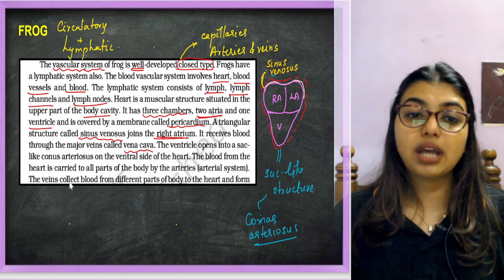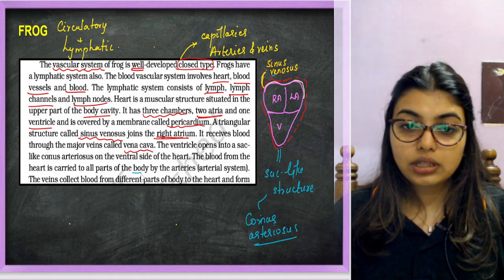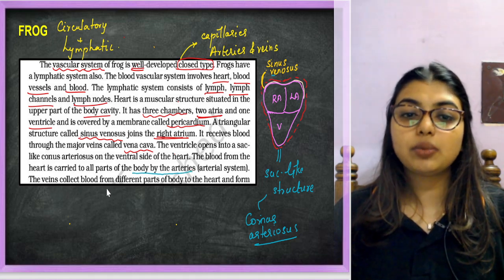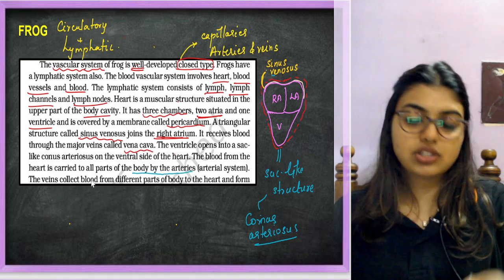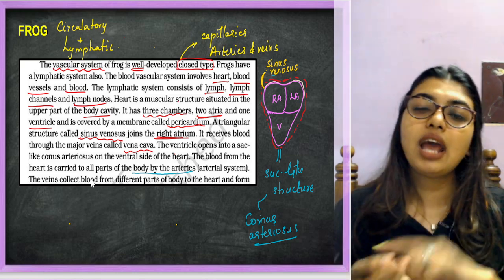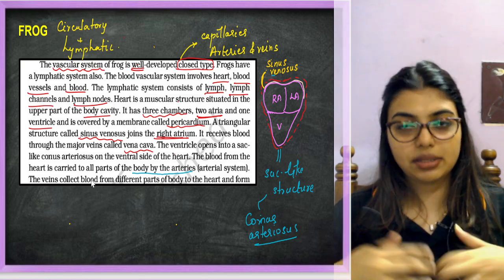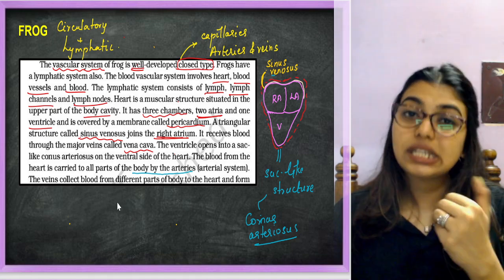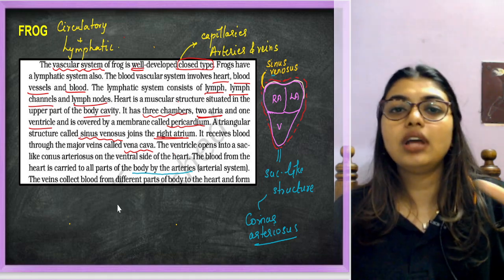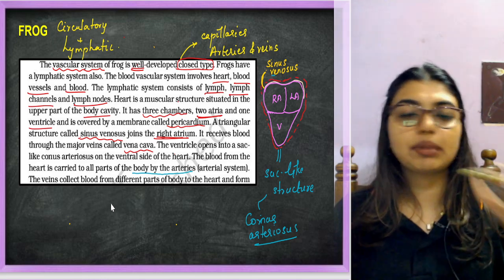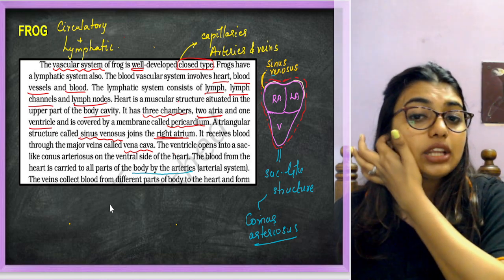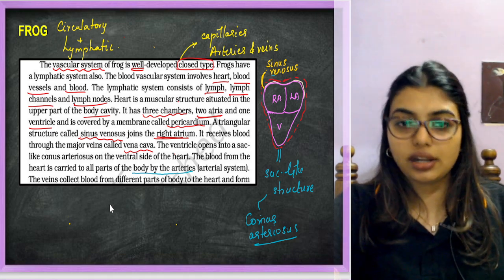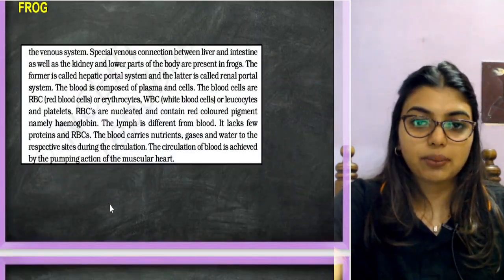The blood from the heart is carried to all the body parts by the arteries. Okay, arterial system. The veins collect blood, same thing. For us also, veins collect the deoxygenated blood and arteries supply the oxygenated blood. Same thing happens here. Here also we have an arterial system that will supply all the good blood after purification to the body parts, and then your veins will collect all the bad blood from the different body parts and give it to the heart. This is the structure.